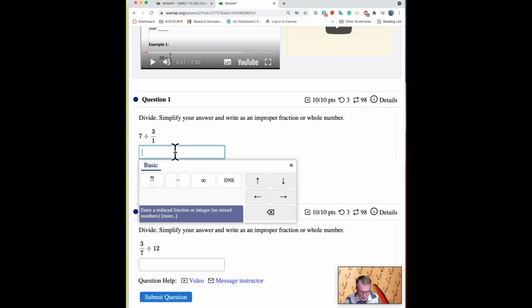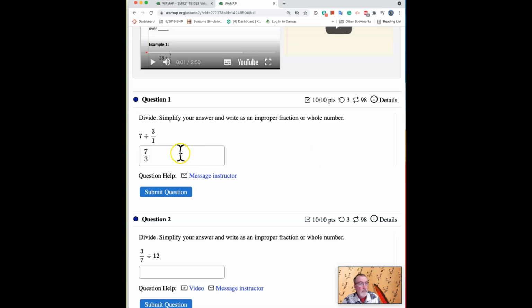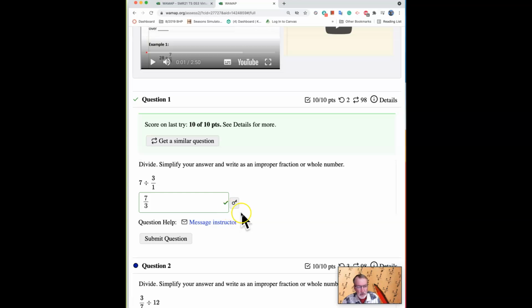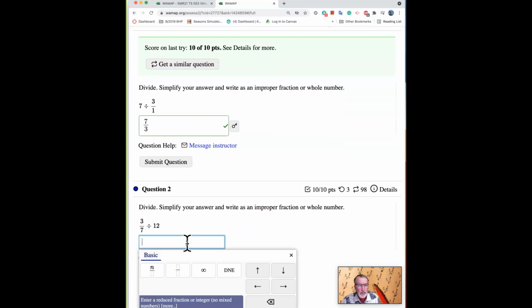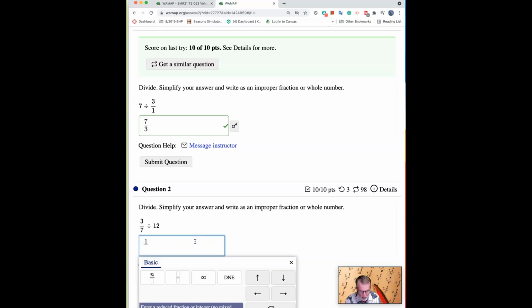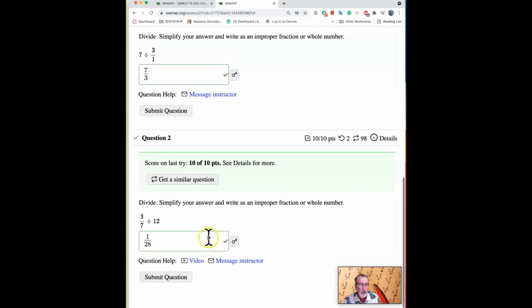All right, the first one was 7/3, 7 over 3, and doesn't look like they found any syntax errors there. We'll submit this question. That's correct. And the second one, 3/7 divided by 12, we got 1/28. Let's see how we did there. And that one is also correct.